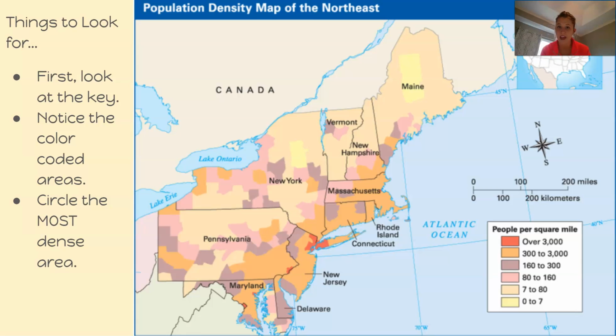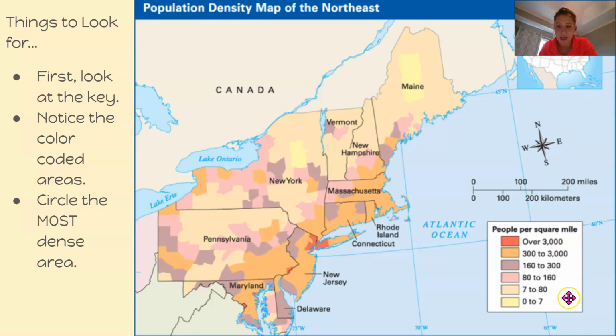As we're looking at this map from our social studies book, we see a few things. First, I noticed the key down here. This is really important in helping me understand this population density map. As I see these different colors here, I see they also match on my map here. I want you to look and see if you can circle the area that has the most dense population. If it's the most dense, that means there's the most people.